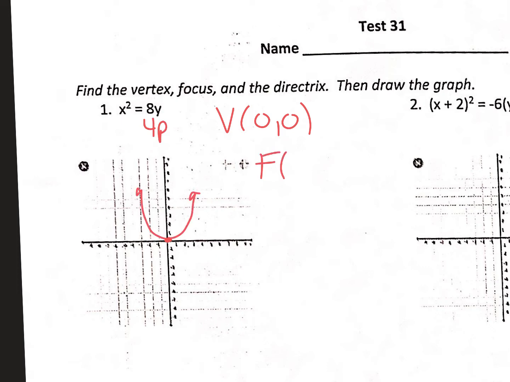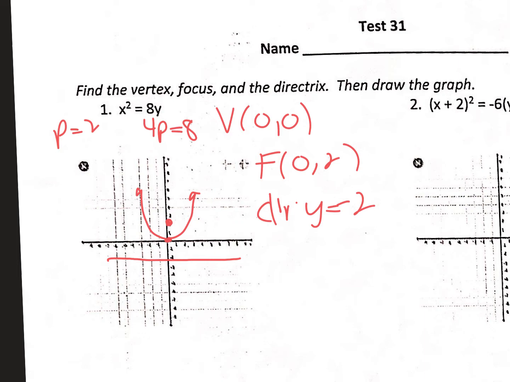Need to find the focus and also the directrix. Because the 4p equals 8, that tells me that p is 2, and p is how far it is from the vertex to the focus. The focus has to be inside, so the focus is up at 2, so that point is 0, 2. The directrix is also p away from the vertex. It's 2 below the vertex, so I'm going to say y equals -2. And that's all you do for the first one.